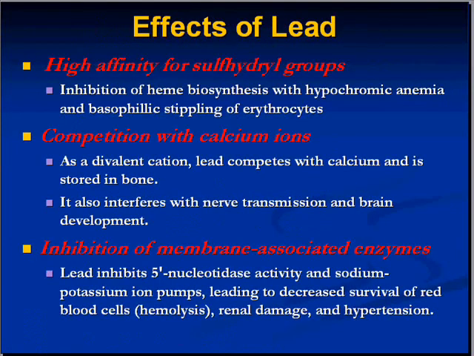Let's talk about the bad effects of lead. Well, lead biochemically has a high affinity for sulfhydryl groups, and that's going to result in having some of the red blood cell toxic effects of lead, where we see basophilic stippling of erythrocytes and resulting in a hypochromic type of anemia. Lead chemically competes with calcium ions as a divalent cation, and therefore it can accumulate in bone. It's also involved with neurotoxicity because of the importance of calcium in nerve transmission.